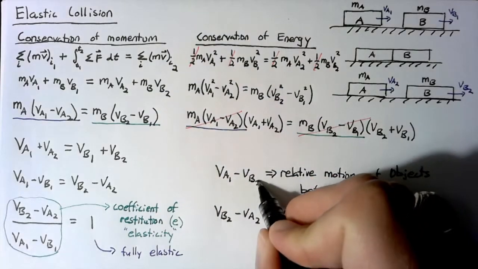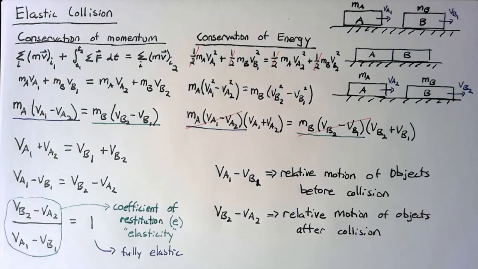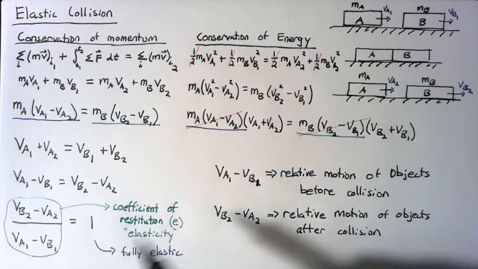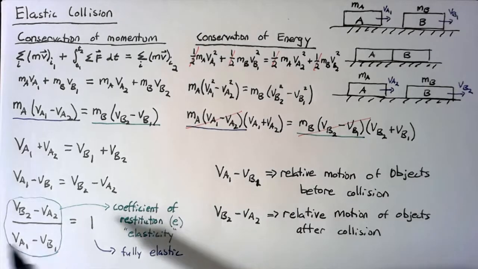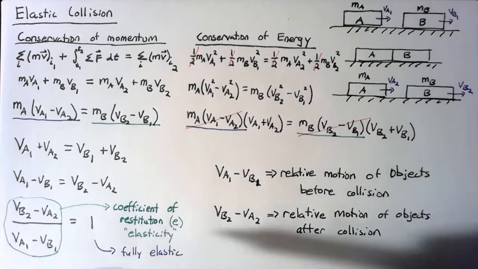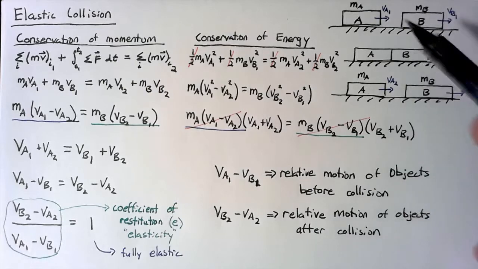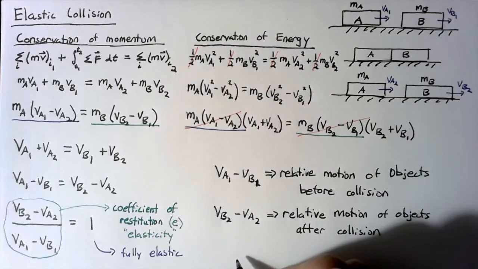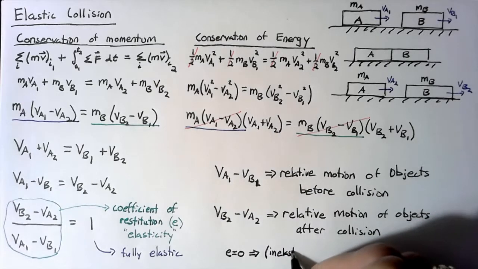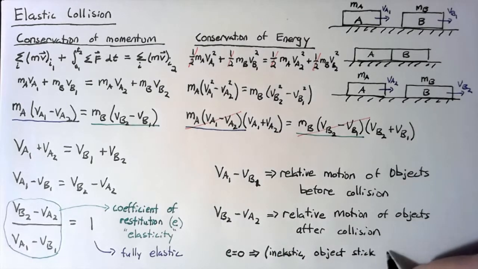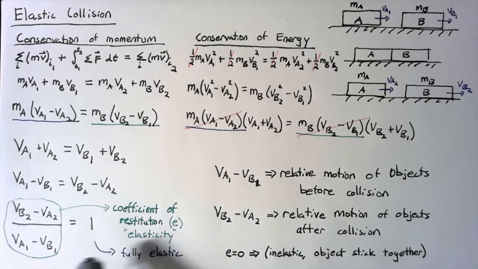And I made a mistake here, so I'm going to go ahead and fix that. That should be VB1. This value of E should never be greater than 1. And the lowest it can be is 0. 0 means that no matter what the relative motion is before the collision, once they hit, they stop moving relative to each other. So that means that they're stuck together. We can think of a fully inelastic collision as one where E is equal to 0. So this is inelastic, which means that the objects stick together. And in actuality, our coefficient of restitution can be anywhere in between these two.